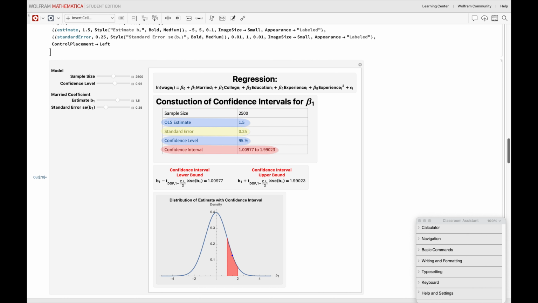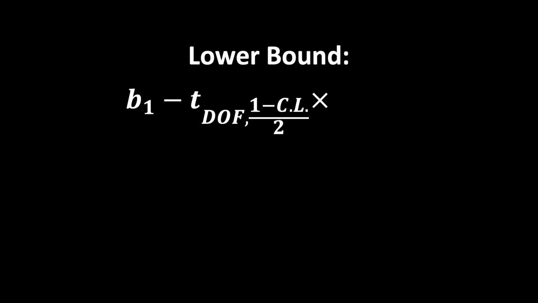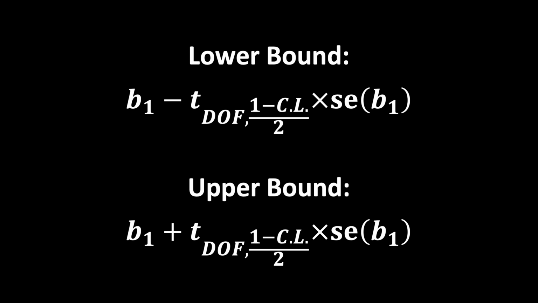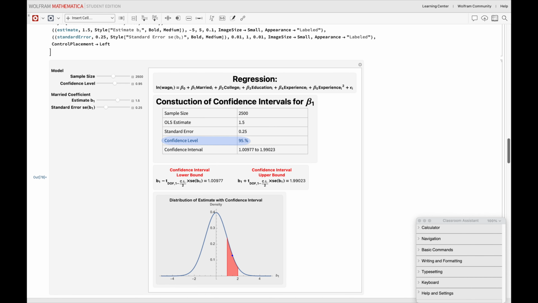We construct a confidence interval by finding the lower bound and the upper bound. The lower bound is equal to the OLS coefficient estimate minus the critical value given the sample's degrees of freedom and the significance level, which is 1 minus the confidence level, all divided by 2, times the standard error of the OLS estimate. The upper bound is the same calculation, except this minus becomes a plus. Therefore, with a certain level of confidence as a percentage, the confidence interval tells us where we believe the true effect of marriage on wages lies in the population.